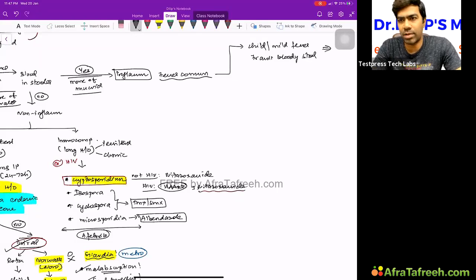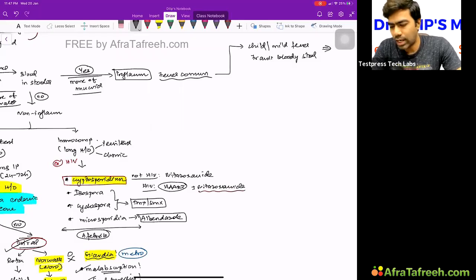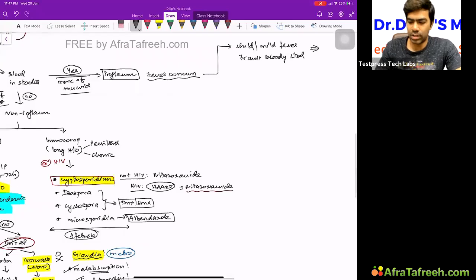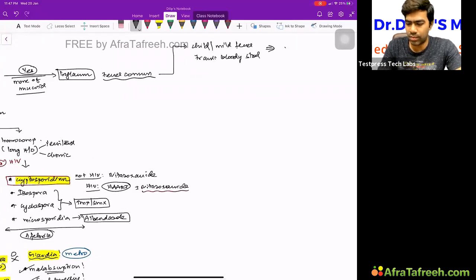The patient is having a frank bloody stool. What do you think in this scenario? So what could be the real possibility here? Child, mild fever, frank bloody stool. I mean, it is about diarrhea that is going to cause HUS-TTP complex. So we know that is typically referred to as EHEC. Think about EHEC in the exam.